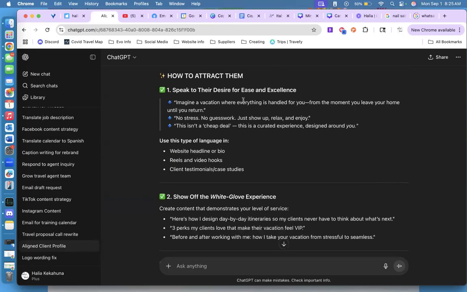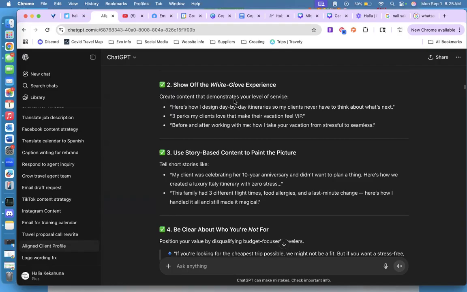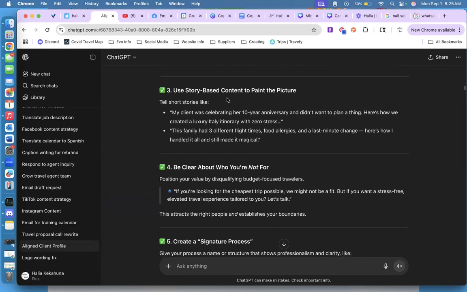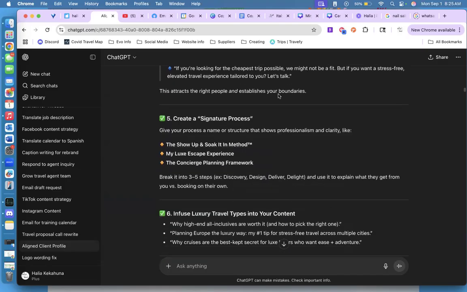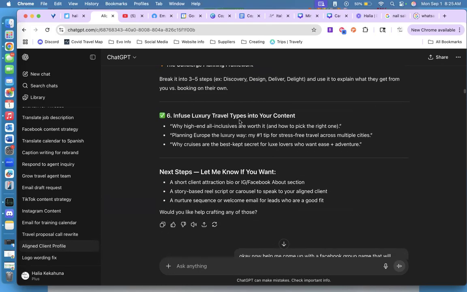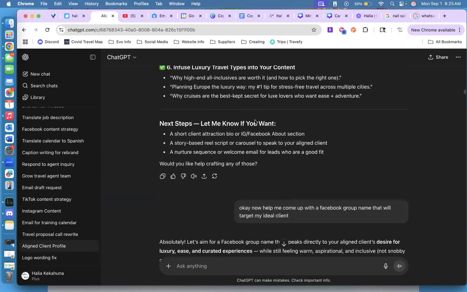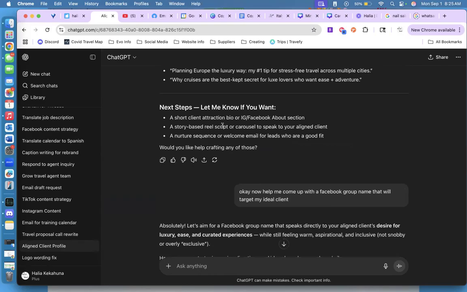Speak to their desire and ease, show off white glove experience, use story-based content to paint the picture, be clear about who you're not for, create a signature process. Okay, so this is your sales process that I was talking about. Infuse luxury travel types into your content. And then again, so then we can start moving on.